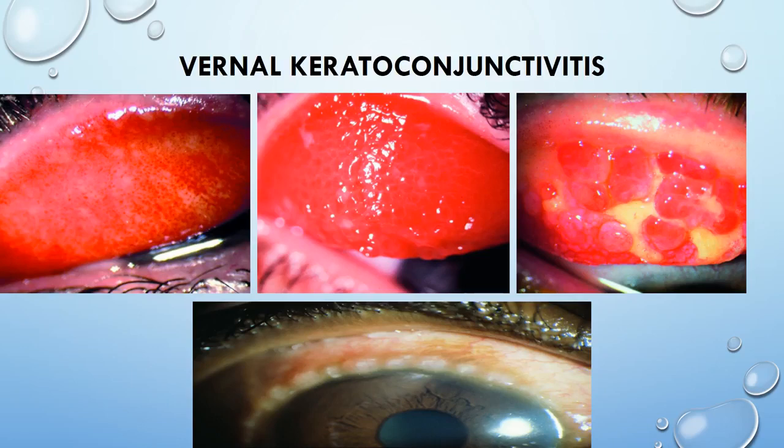Classification. Palpebral vernal keratoconjunctivitis, which primarily involves the upper tarsal plate. We can see in these images the superior tarsal conjunctiva. So keep in mind it affects primarily the superior tarsal conjunctiva.